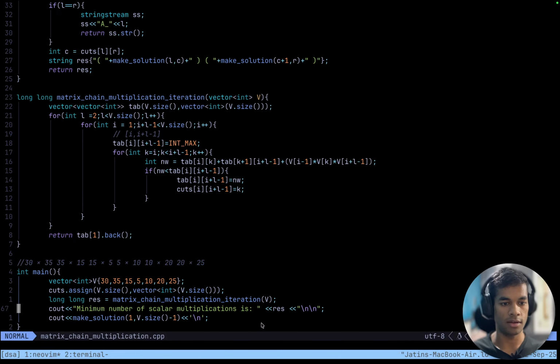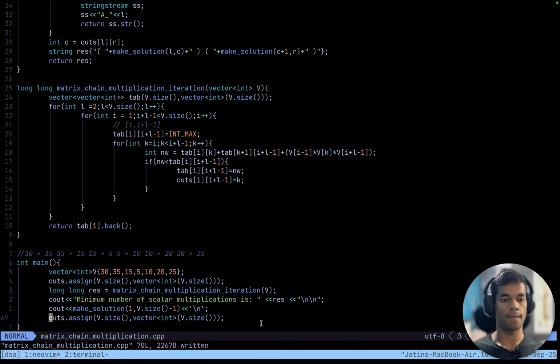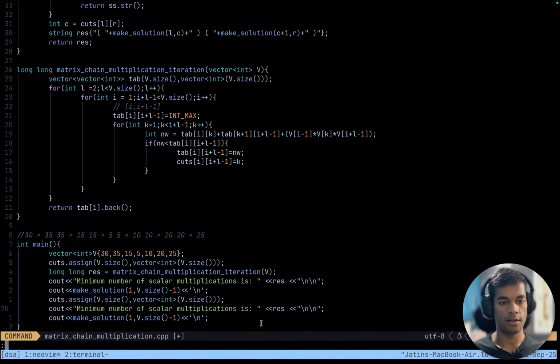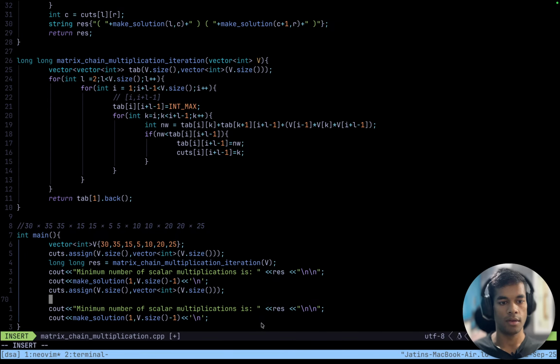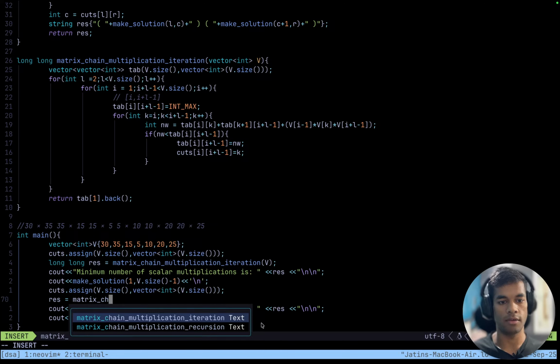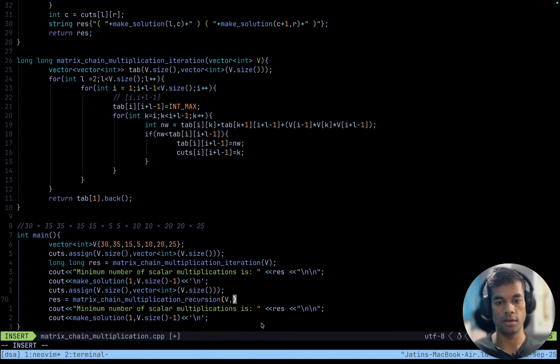After assigning, let's recall the function, and we will say this equals the matrix chain multiplication recursion with v, starting at 1 and going to v.size minus 1.